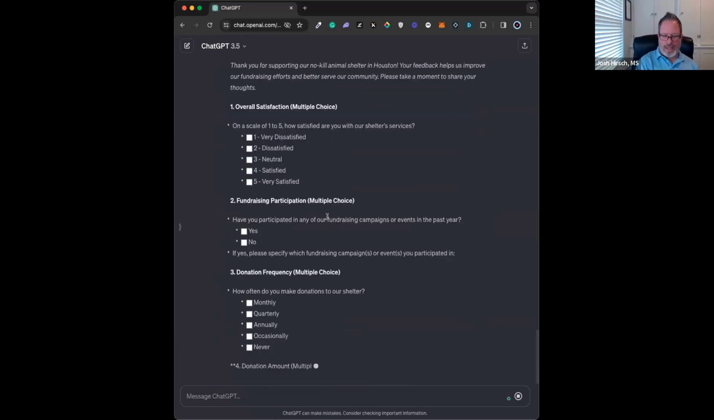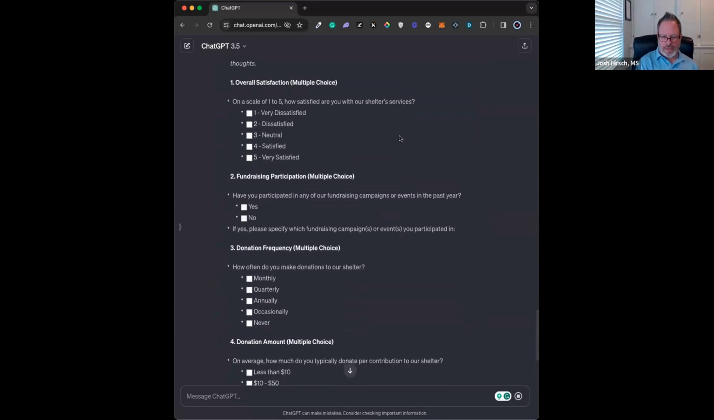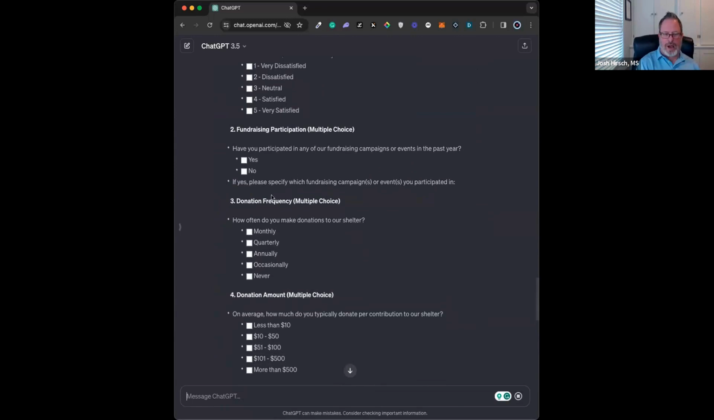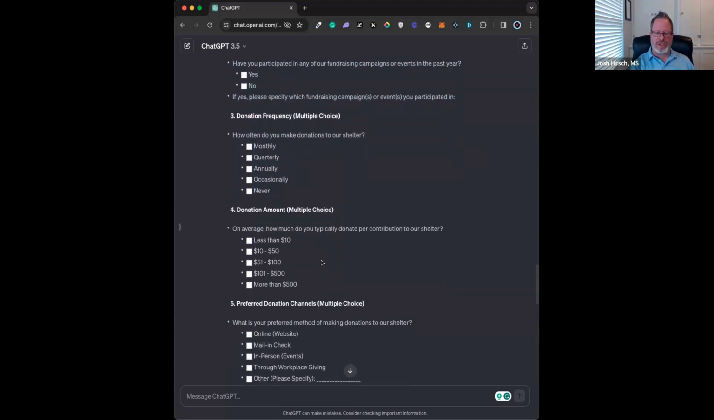So let's see. We get our services, and then we get more into some donations. How often do you make donations to our shelter? I don't think we need that question because if we have a good database, we're able to track that. So that's not really going to get to what we're looking for. How much you're donating, once again, that's not really getting at the heart of what we're trying to do.